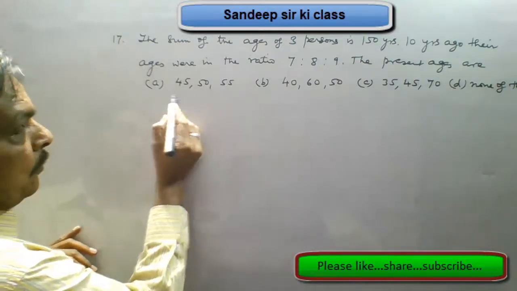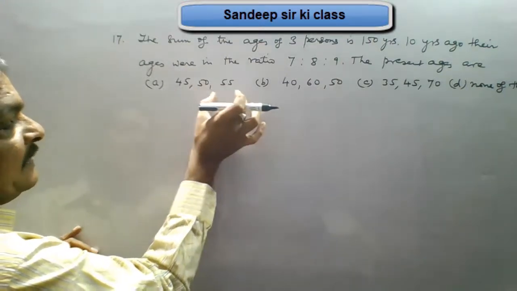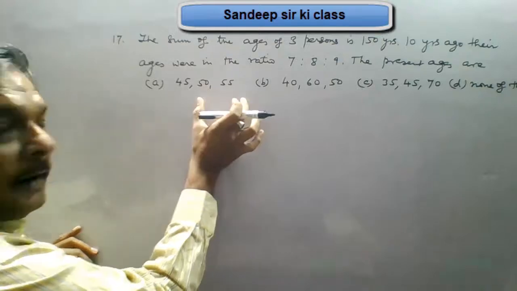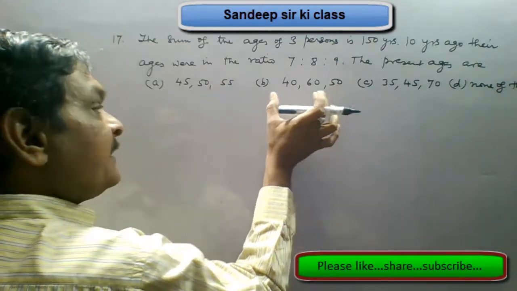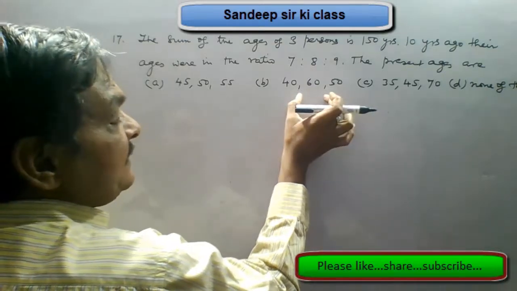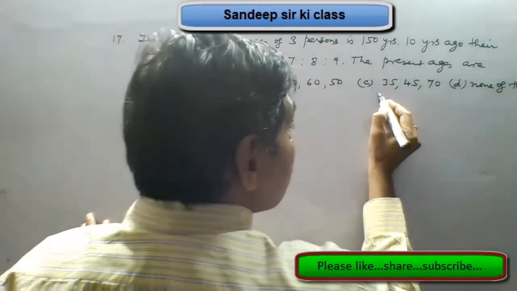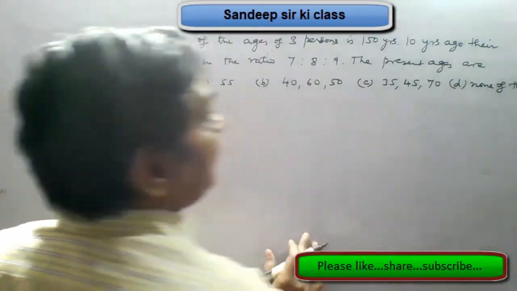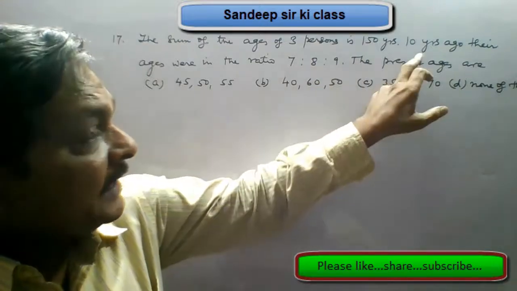When we take the first option, we find that the sum is 45 plus 50 plus 55, which is 150. Again, when we take the second option, it is 40 plus 60 plus 50, which is 150. The third option also has the sum of the ages as 150. Now we are to apply the second condition.